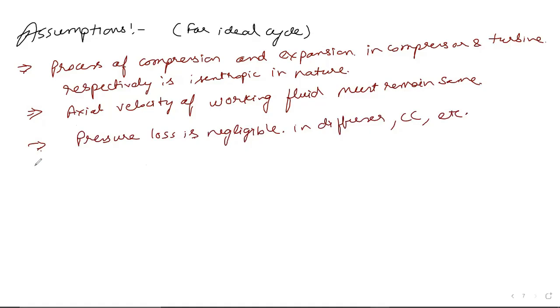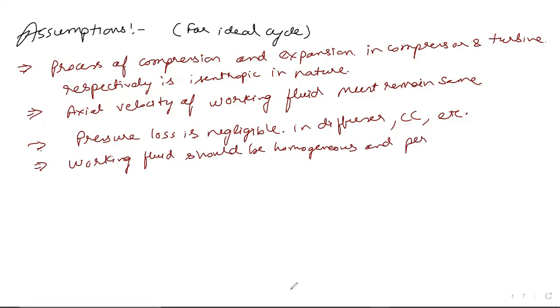Now, the working fluid should be homogeneous. These are the idealized things. The working fluid should be homogeneous and a perfect gas. Perfect gas means we can use the formula PV equal to RT, or P equal to rho RT. That's why in all of propulsion we can use this formula. Otherwise, in real cycles, these formulas don't work. The Van der Waals equation is used instead, P plus a upon V squared. Okay, these are the important assumptions.